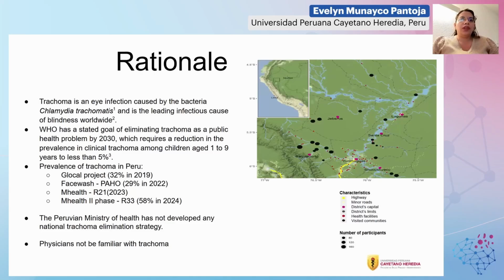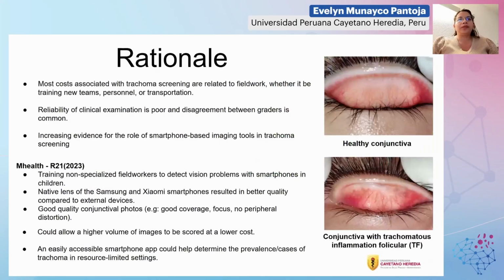It is important to know about the prevalence of trachoma because WHO mentioned that a strategy is necessary for elimination of trachoma when the prevalence is more than 5%. Also, most costs associated with trachoma screening are related to field work, whether it be training new teams or personnel transportation. Also, the reliability of clinical examination is poor and disagreement between graders is common. So it's necessary to improve the diagnosis of trachoma in these rural and remote settings.